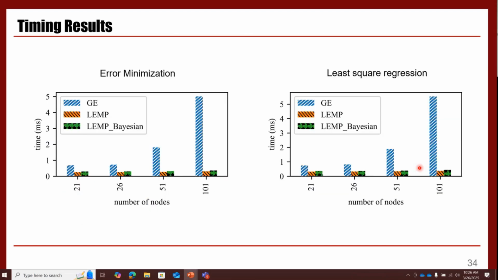Okay, so the next thing we did was the timing. We timed the updating process for the three techniques we use: generalized eigenvalue, LAMP, and LAMP with Bayesian. For the numbers of nodes we studied, 21, 26, 51, and 101, the two LAMP techniques fall under a latency of 1 millisecond. However, generalized eigenvalue after 51 nodes already shot up above 1 millisecond, which is not really what we are looking at. But this result was similar for both error minimization and least square regression.